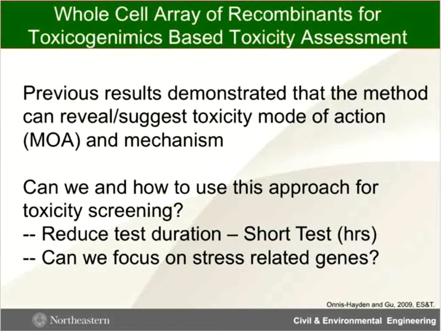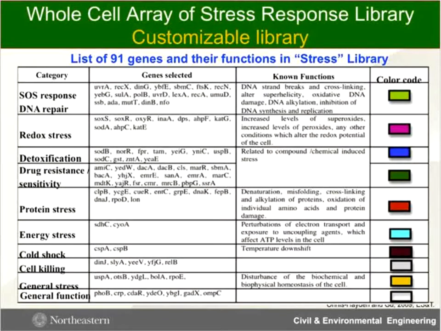To answer that, the first thing I said was, how about I try only the stress-related genes, take off all the other essential genes and metabolic pathways, just focus on stress and see what I can get. That started my second round of trials. So we regrouped and customized another library, a so-called stress gene library. In this case, we looked extensively through the literature and summarized all the genes known to be somewhat involved in stress response across different functional categories, including SOS, DNA damage, redox, detoxification, drug resistance, protein stress, energy stress, et cetera. And then we put them all together as a separate library.